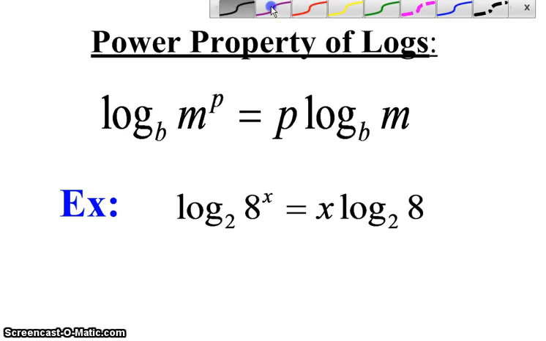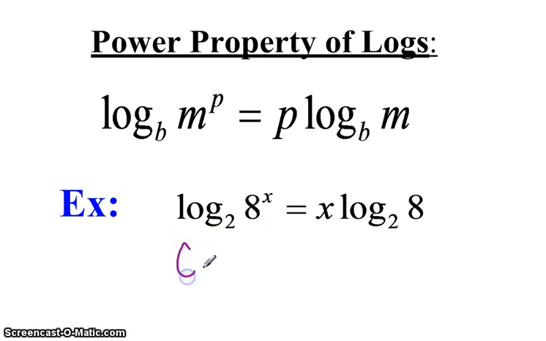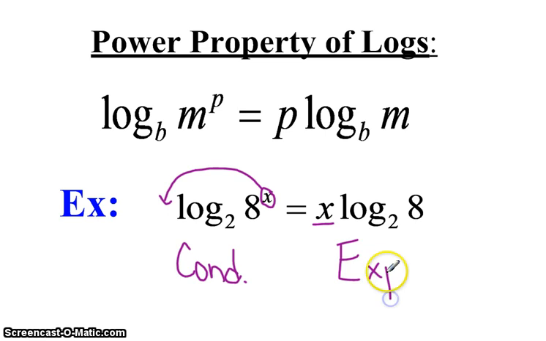when we have log base 2 of 8 to the x, this is the condensed side, and we want to change it to an expanded version. So we're going to take this value of x, and it's going to come all the way down to the front to become right here. X times the log base 2 of 8. And this is going to be the expanded version of the same problem. So essentially, we are just rewriting the same problem.